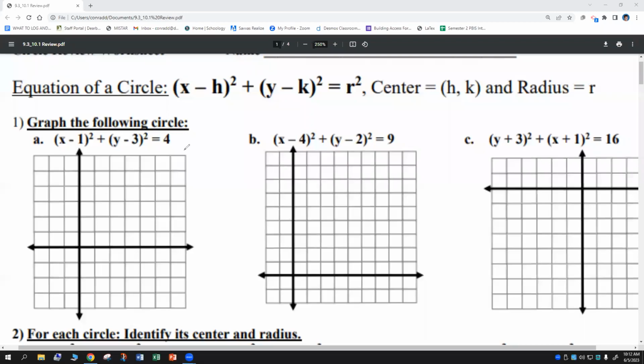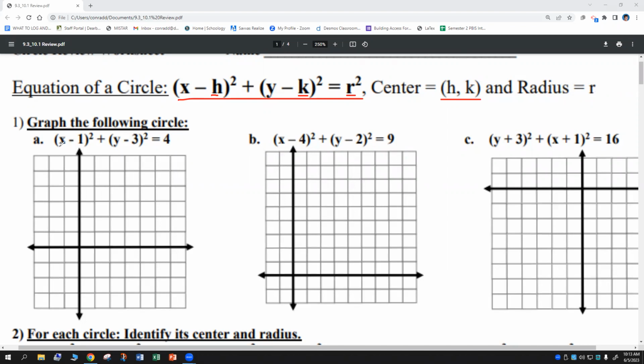All right, this is the review for circles 9.3 and 10.1. So 9.3 was all about the equation of the circle, which is (x - h)² + (y - k)² = r². Your center is (h, k), and your radius is r. So whatever r² is, you have to take the square root of it to get r by itself.